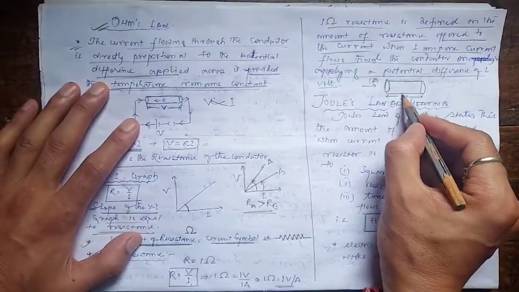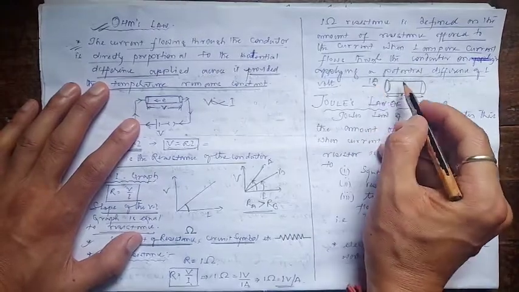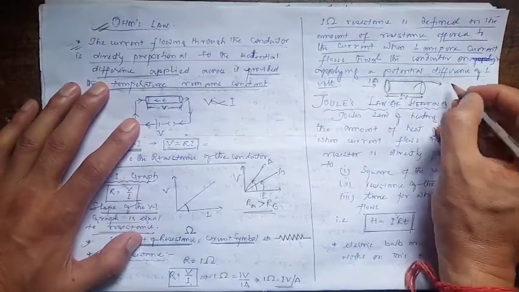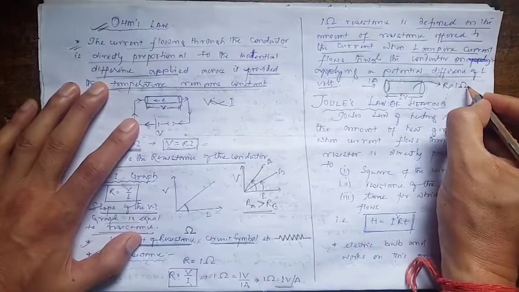So on maintaining a potential difference of 1 volt across the ends of the conductor, if the current flowing through the conductor is 1 ampere, we say the resistance offered by this conductor to the current is 1 ohm.